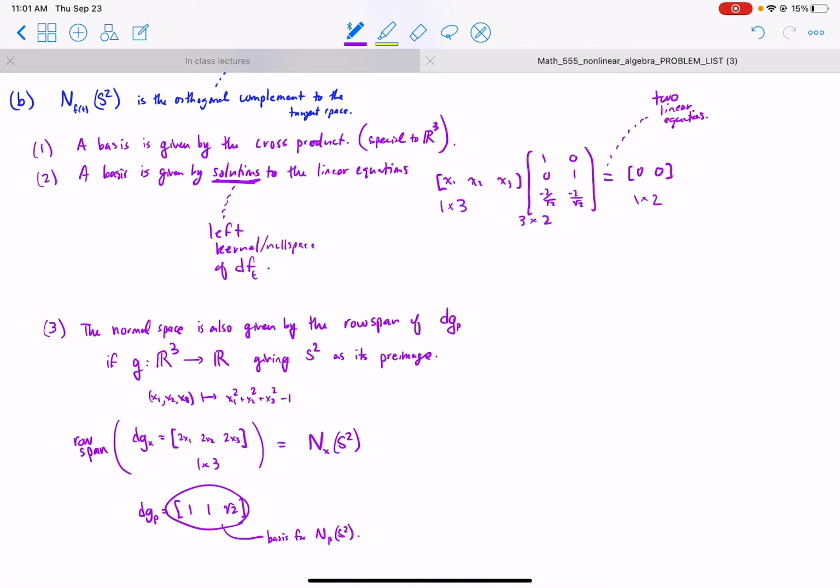So what's the dot product of this vector with this vector? 1 plus 0 plus negative 2. Well, that's not right. Wait, what did I do? Clearly I made some mistake. I'll sit here until I figure it out.